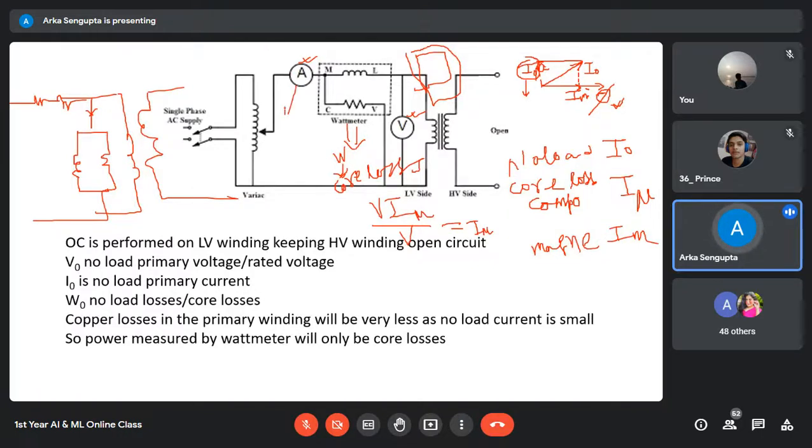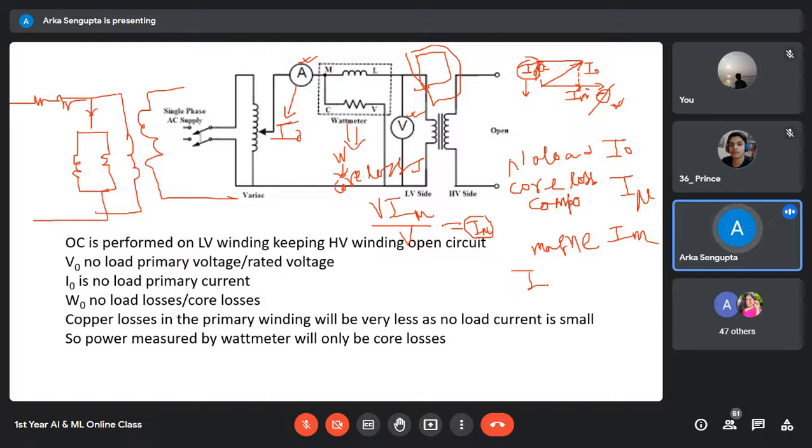And this ammeter would be giving us the no load current that would be flowing. Why no load current? Because there is no load connected across the secondary of the transformer. So whatever current is flowing over here, that is the no load current. The core loss which is given by the wattmeter, that is W.